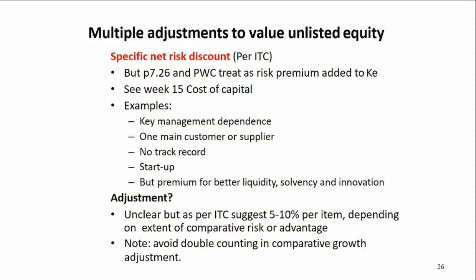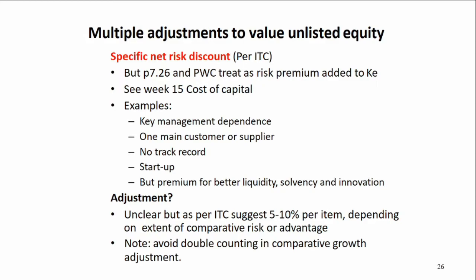So for all of these items we have mentioned, if the unlisted company has any of these specific risk items, then we will need to decrease the multiple. There could also be factors that our unlisted company has that could actually be better than the listed company. So the unlisted company could have better liquidity, solvency, and they could also have better innovation than the listed company. So how are we going to adjust for this?